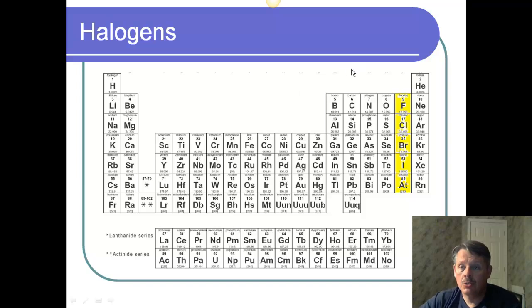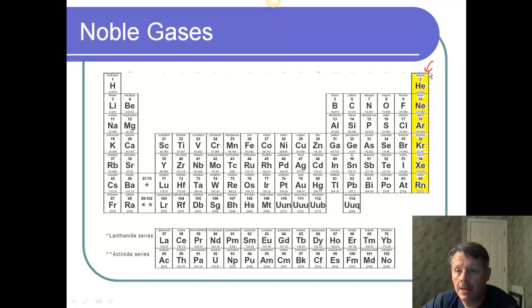The halogens are way over here. These are in group 7A or 17. Again, I don't care which way you do it. These are halogens. And then over here on the right-hand side, the final one are the noble gases. And that includes helium. Helium is a gas that is considered a noble gas.